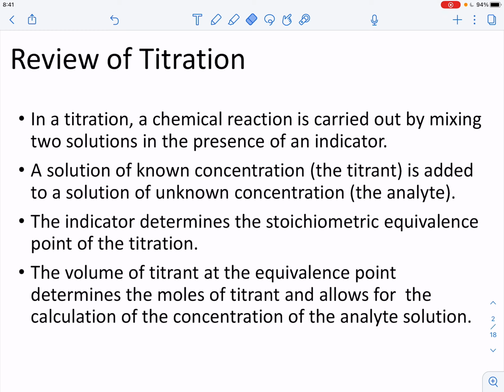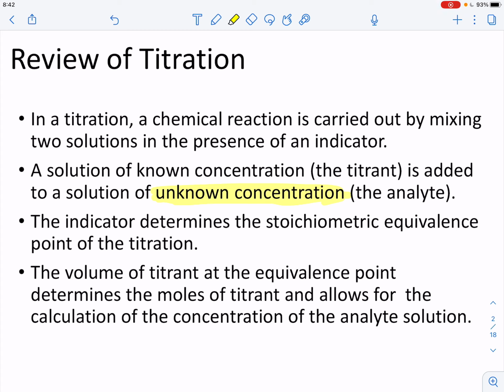But the main goal here is to find out what the concentration of the analyte is by using another solution of known concentration. At this point, you know what the chemical identity of the analyte is, and you use the corresponding substance. For example, if you want to know what the concentration of an acid is, well, the acid will react with a base, therefore you use a base of known concentration to determine the concentration of that acid.